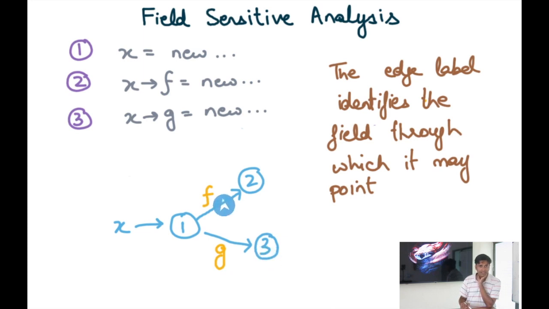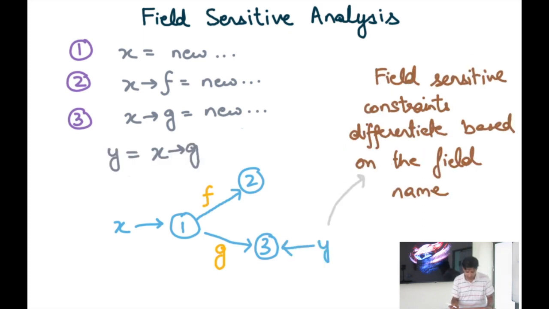So the way to represent this in a points-to graph is to label these edges based on the fields. The edge label identifies the field through which it may point. So for example, 1 may point to 2 through F, and it may point to 3 through G. But notice that through G, 1 may not point to 2. If G is dereferenced, then only 3 will be obtained, but not 2. And so this points-to graph is more precise than the field insensitive analysis graph that we saw earlier.